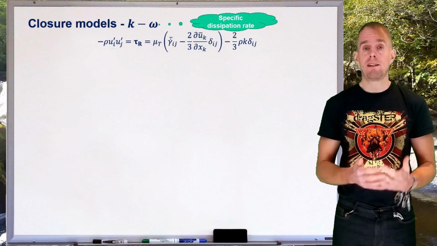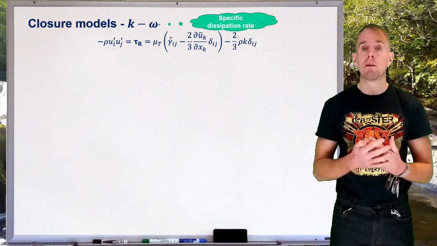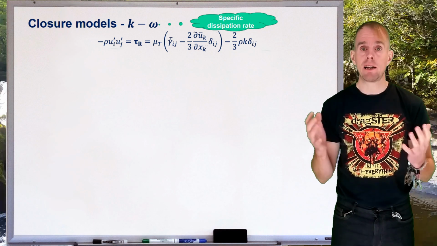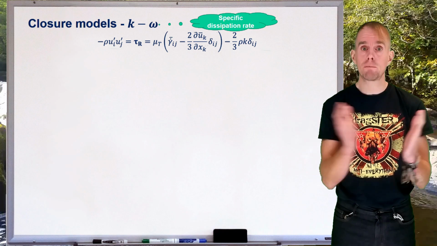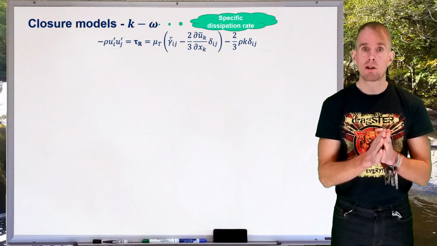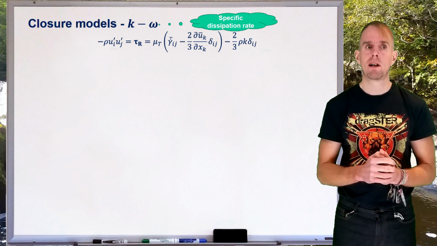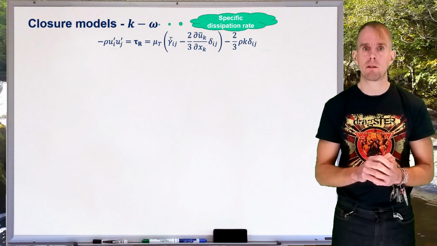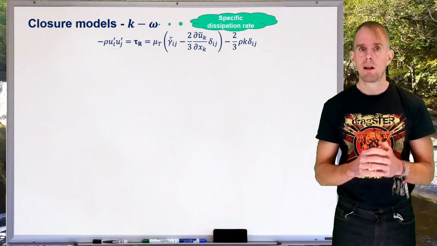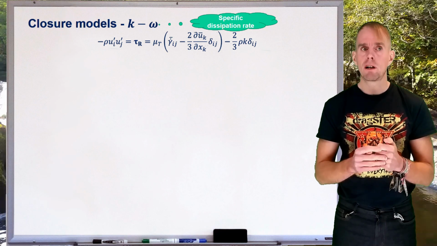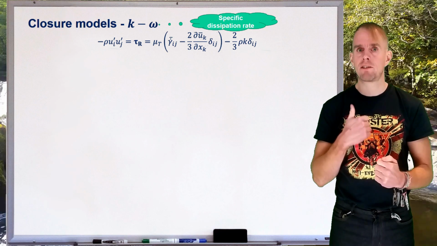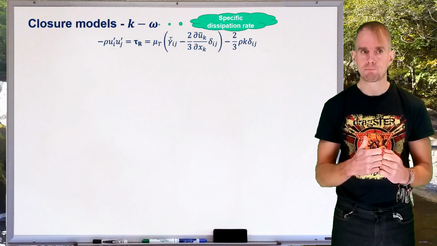Now, of course, it would be ideal if we didn't have to do this. What would be far better is if we had a closure model that allowed us to resolve right up to the wall. And indeed, such a closure model does exist. In fact, there's a number of closure models that exist, but the one I'm going to talk about is a close relative of k-epsilon, which is called k-omega. And k-omega describes turbulent kinetic energy k and a specific dissipation rate, omega.